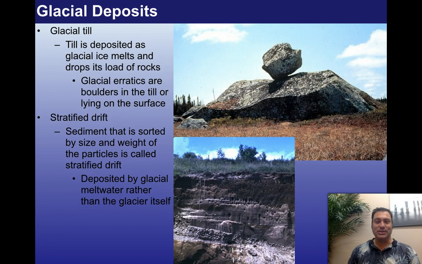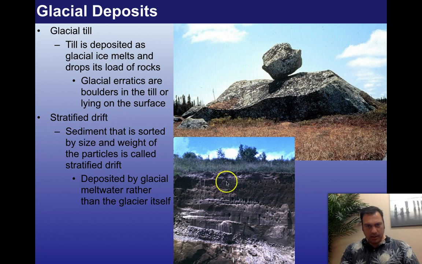And so you get some really bizarre things happen in glacial deposits. So, glacial till is deposited as glacial ice melts and drops its load of rock. So remember, we're talking about the way that plucking was working earlier, that a glacier can come on, grab a boulder and move it, and then drop it later on when it melts. That's in fact exactly what this picture here is demonstrating. There was a boulder here, there's a glacier over the top of it, and then when the glacier melted, it dropped this boulder into this position right at the top of this situation. And this is called a glacial erratic. This is bizarre, right? Glacial erratics are boulders in the till or lying on the surface.